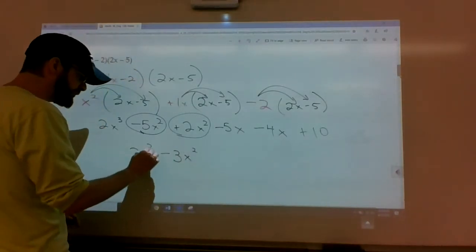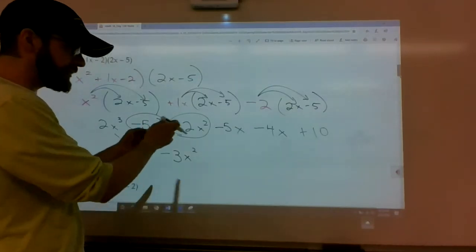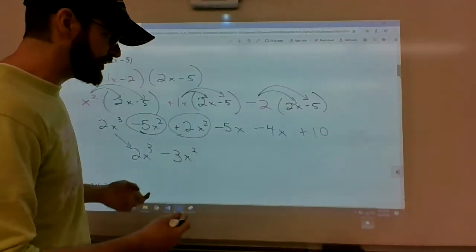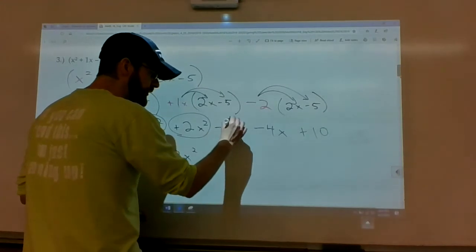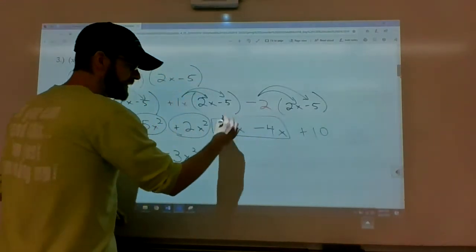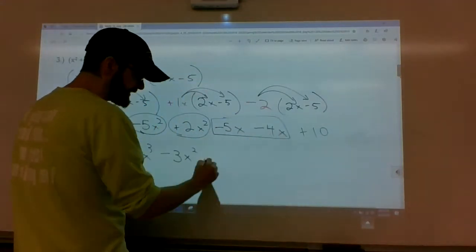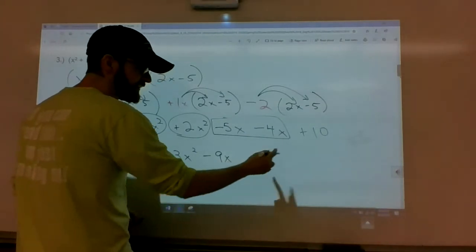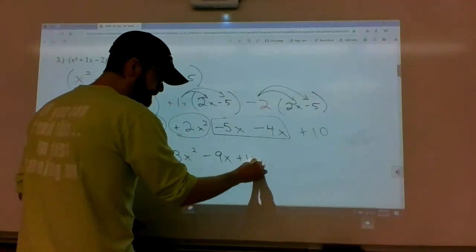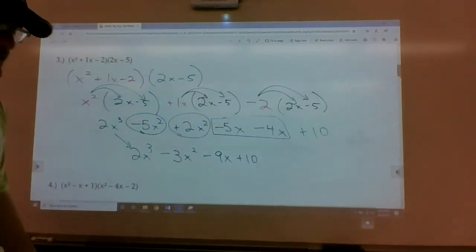The 2x cubed can just be brought down because there's no other x cubed to match it with. These two should go together. Negative 5x minus 4x is negative 9x, and then you bring the 10 down as well. So there's your result on that.